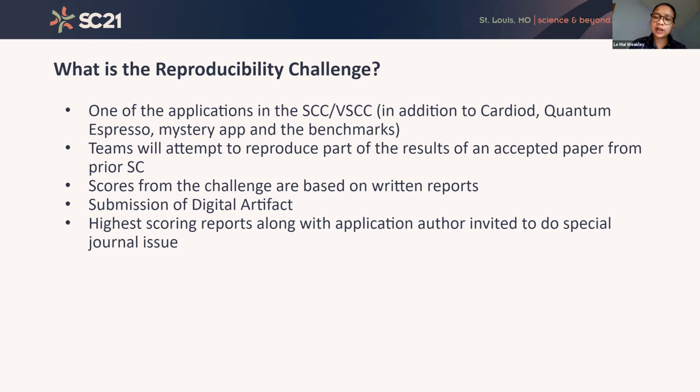For the Reproducibility Challenge in particular, you'll be attempting to reproduce part of the results of an accepted paper from the prior SC. Ankit's paper was accepted in SC20, so you'll be attempting to replicate or reproduce part of the results in the paper that was accepted in the prior SC.